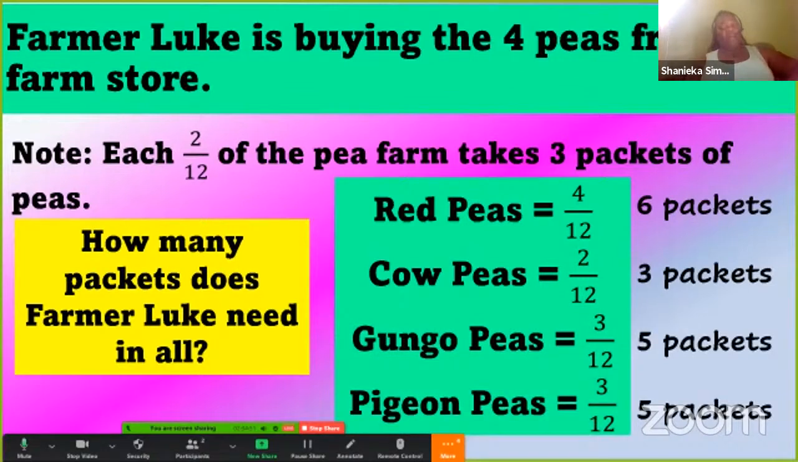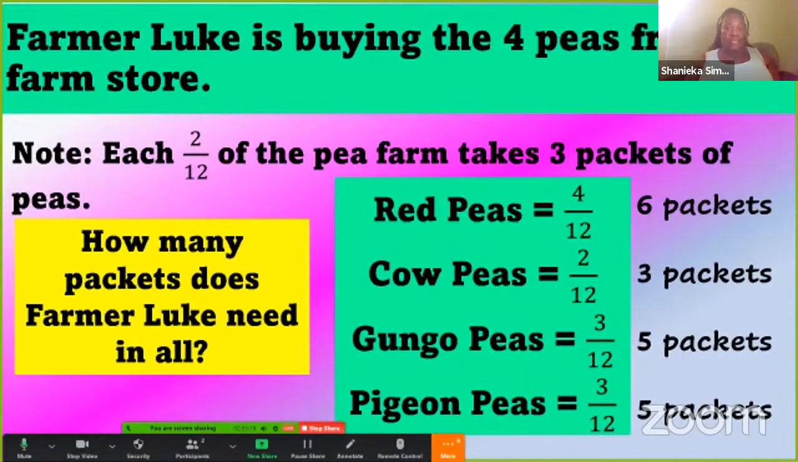Let us stick with having 5 packets. As I explained before, I'm going to do the explanation again for those who are saying that they don't understand, given that I had something different on the screen that I was saying to you. So we know that. I'm going to start with gungo peas because we're all right with the first two. So for gungo peas, we have 3 12s, but the information given is that for every 2 12s of the pea farm, we need 3 packets. So out of the 3 12s, for 2 12s of it, we need 3 packets.